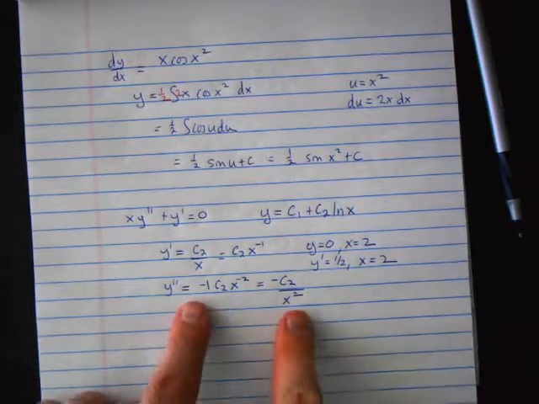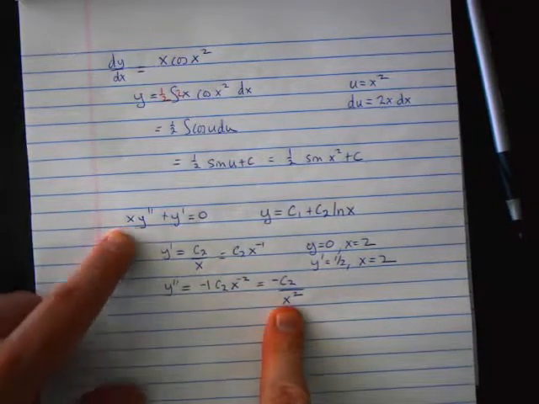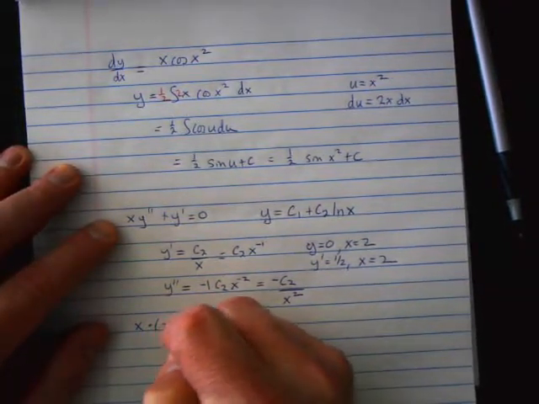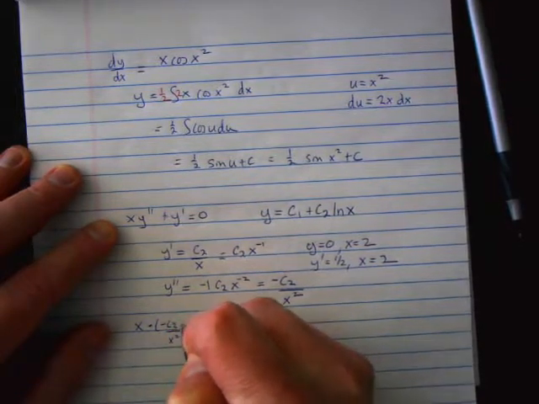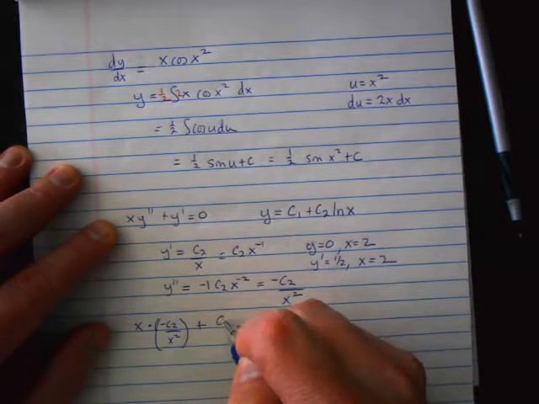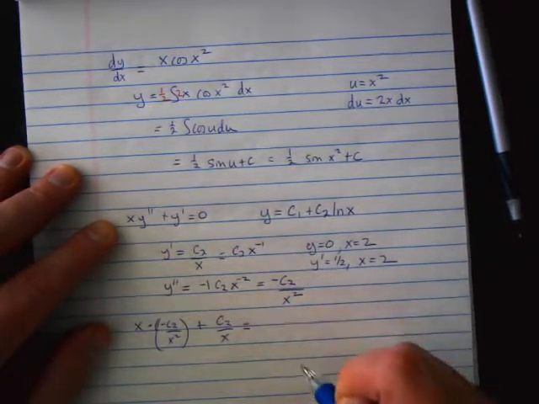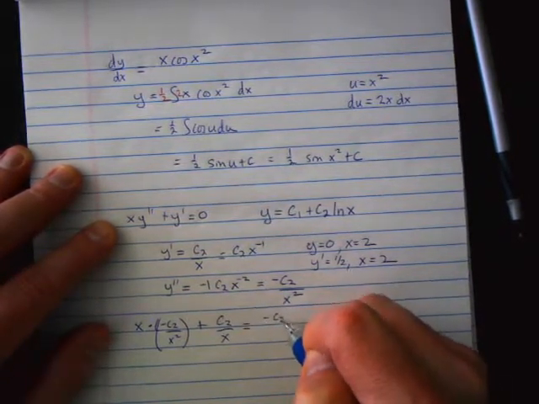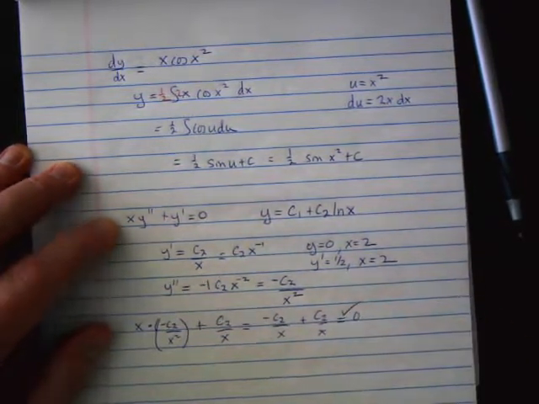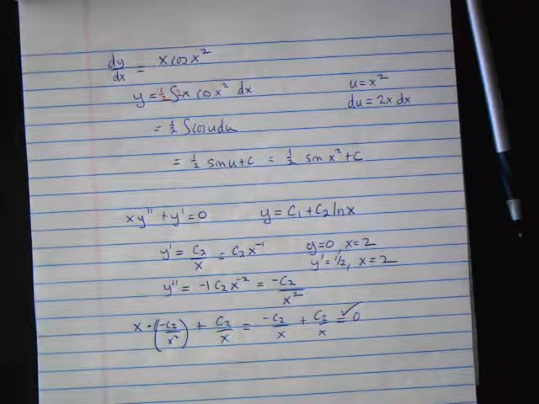Okay, so we take those two things and we plug them in and we make sure it works. We have x times negative c2 over x squared plus c2 over x. That's negative c2 over x plus c2 over x. It is indeed 0. So that equation that they gave us is indeed a solution to that differential equation.